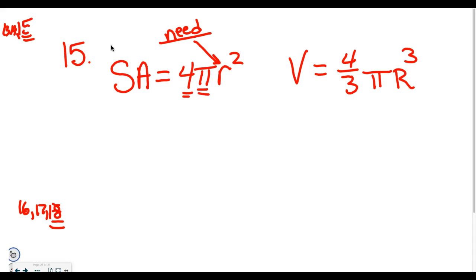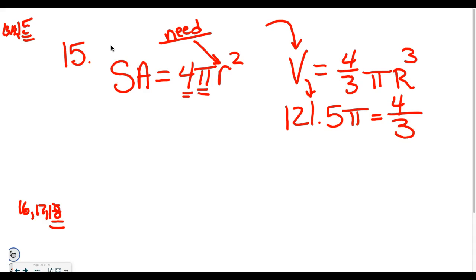The way you're going to get the r is you're going to go over, and they told you what the volume is. So it's going to become calculator work in just a second, but I need to know what the volume of the sphere is. 121.5. Perfect. That's what the volume is, so I'm just plugging that in. And I know that to get the volume, the formula is 4/3 times pi times r cubed.